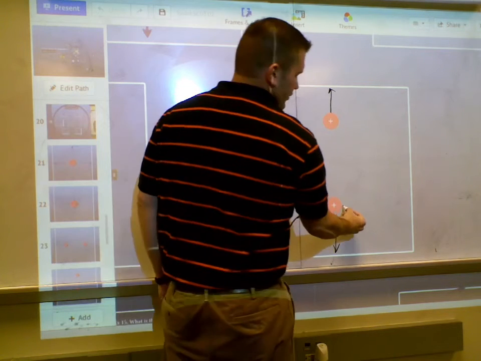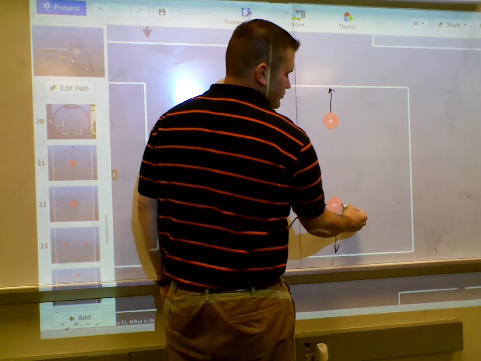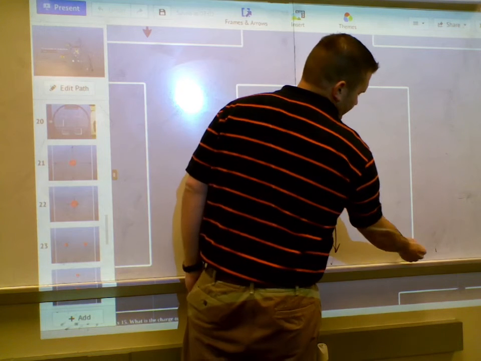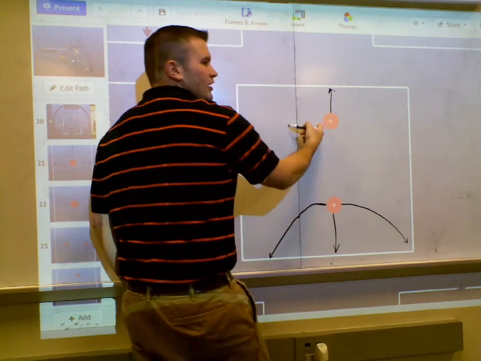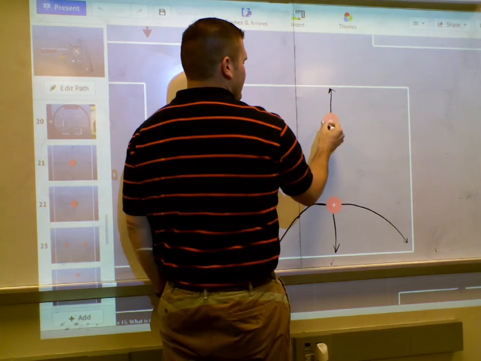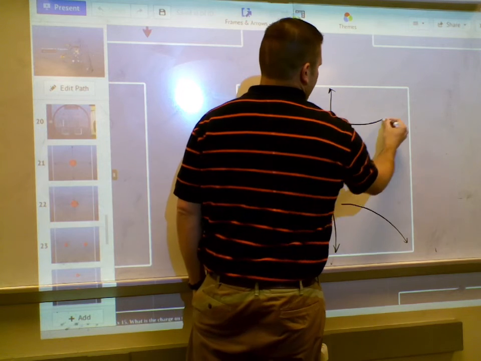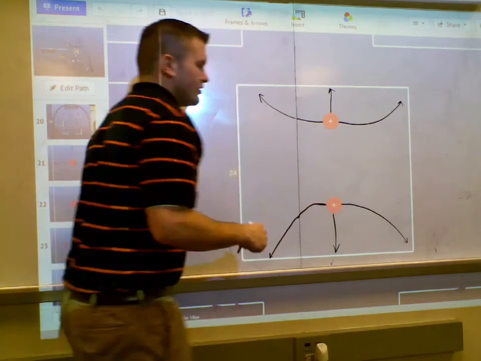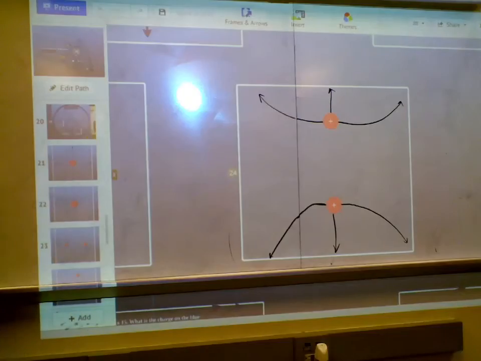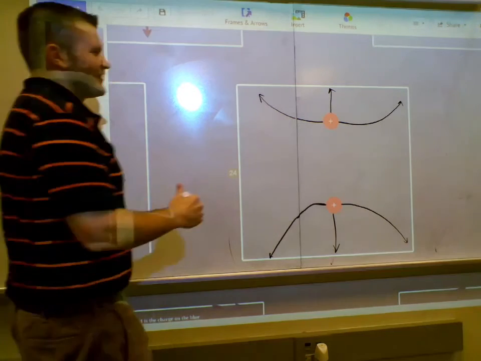Same thing right here, what will it do? Kind of curve a little bit, right? What about here? Same. Straight left is going to curve a bit. Straight right is going to curve a bit. Any questions about those spots? What if you put one in the middle? Ah, we'll get there.